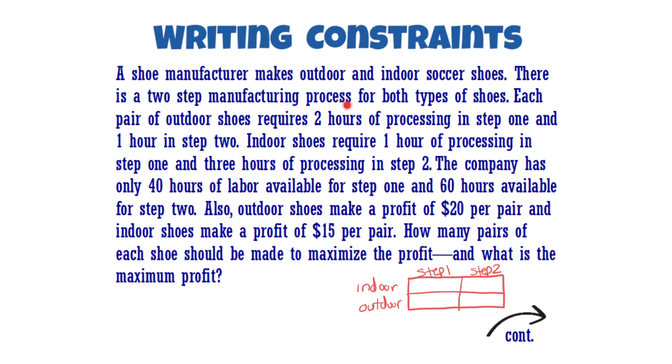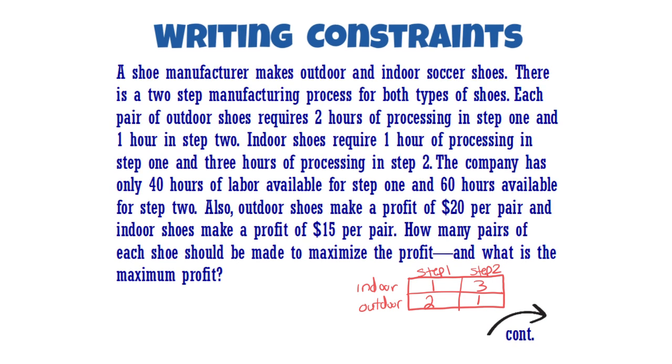So 2-step manufacturing process, got it. Let's see, outdoor shoes require 2 hours in step 1 and 1 hour in step 2. So what I would do with that is 2 hours in step 1, 1 hour in step 2. Indoor shoes require 1 hour in step 1 and 3 hours in step 2. Now, those are kind of the constraints that I have.